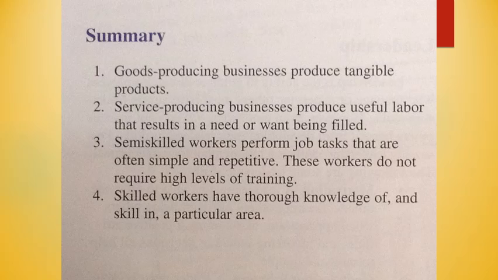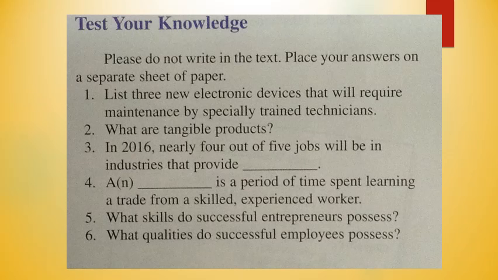Skilled workers have a thorough knowledge of and skill in a particular area. Apprenticeship is a period of time spent learning a trade from an experienced skilled worker. Technicians are specially trained workers capable of doing complex technical jobs. Professionals are highly trained workers. Nearly all have 4-year degrees, and many have masters and even doctorates. Entrepreneurs are people who own and operate their own businesses.